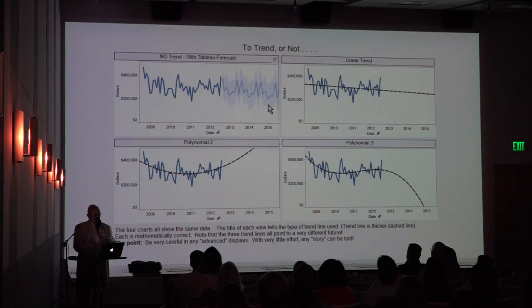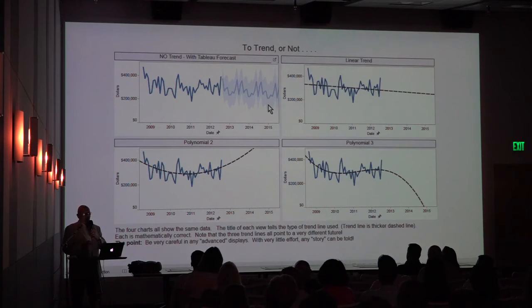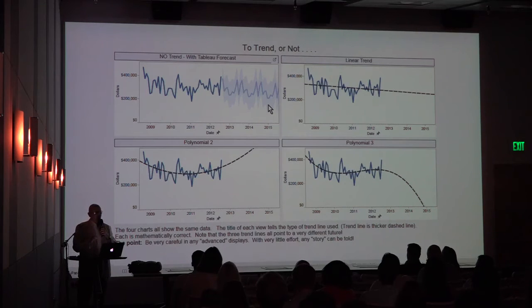Lower left is polynomial 2. Lower right is polynomial 3. All three trend lines are mathematically correct. What story are you trying to tell?